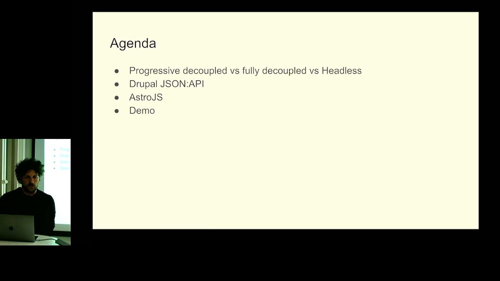of course. During this session, I'm gonna explain the difference between progressive decoupled, fully decoupled, and headless. We're gonna dive into the JSON API, so we're gonna see how to do a request: get, post, patch, and delete. We're gonna see the basics of AstroJS, and then I'm gonna show you the demo that I built using the Umami demo.